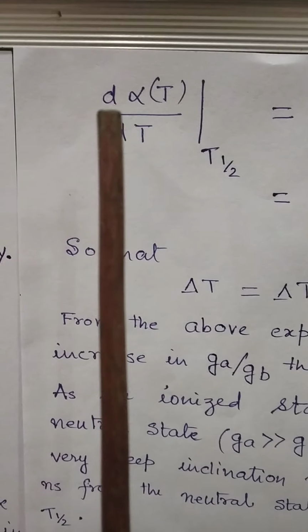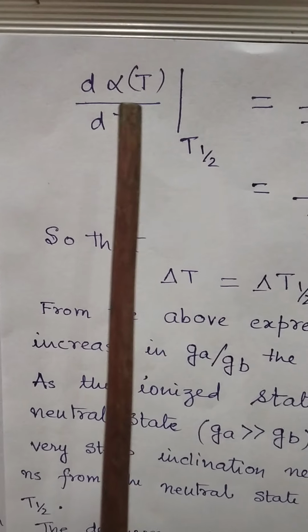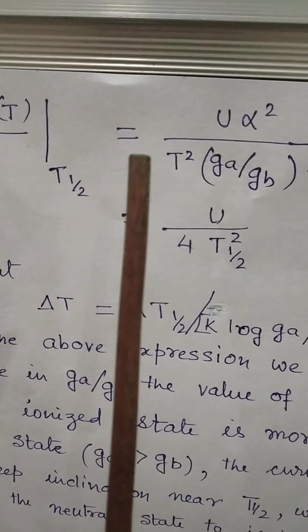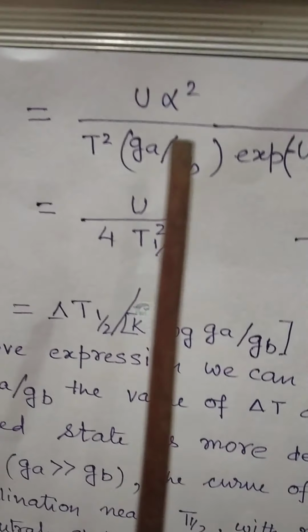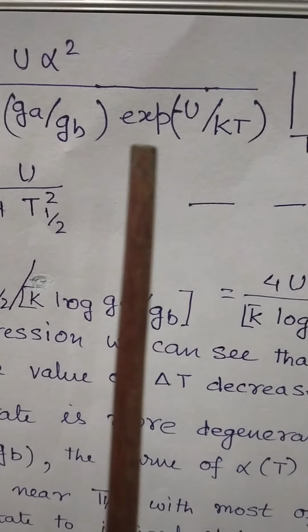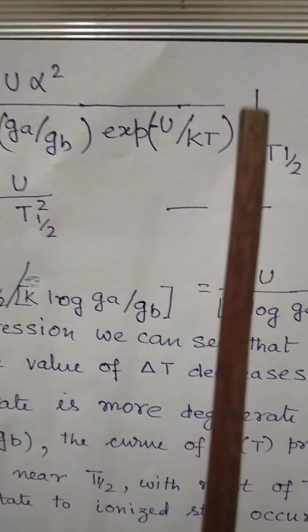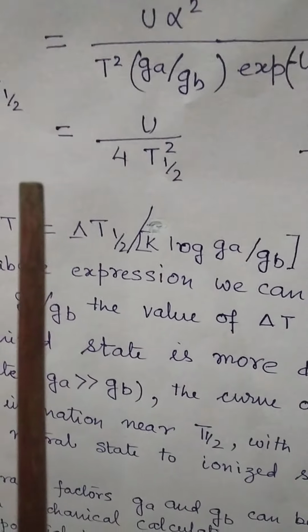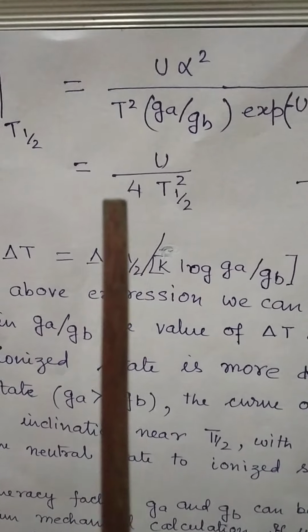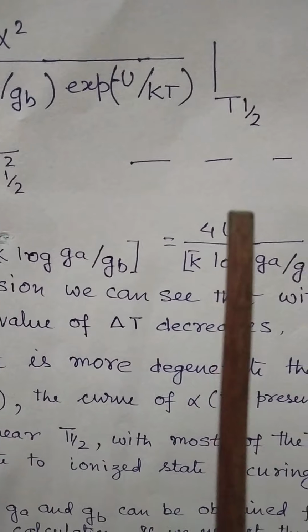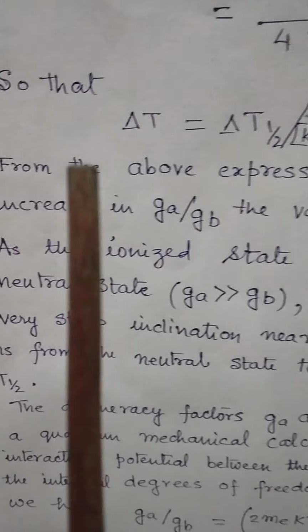Therefore, dα(T)/dT calculated at the value of T half is equal to (U α²/T²) multiplied by (Ga/Gb) exp(−U/kT), which is calculated at the value of T half, which can be equated as U upon 4 T half whole square. Let it be equation number 7.